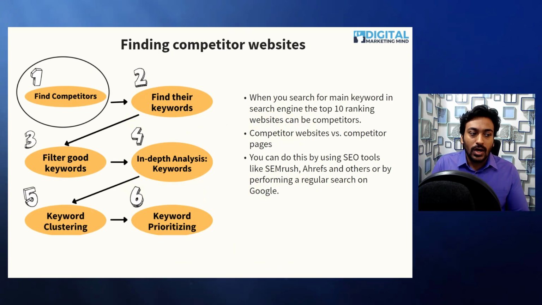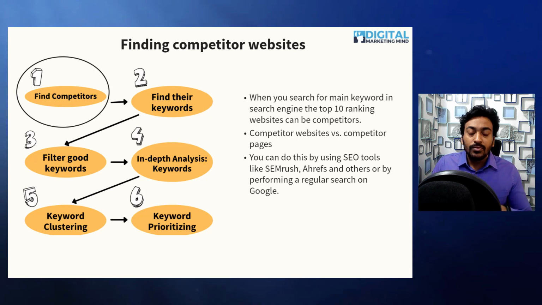The first step is where we are going to find the competitors for our competitor keyword research. We can usually find this by the top 10 ranking for some of the main keywords which we enter into Google. The top 10 ranking could be our competitors, depending on that. First, you need to understand there can be two different types of competitor. One, competitor website. Two, competing web pages.